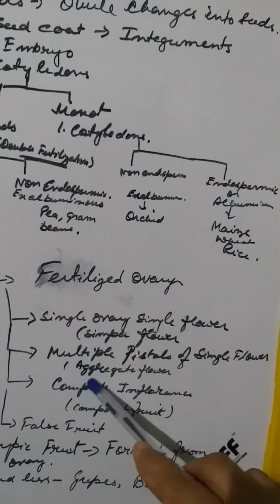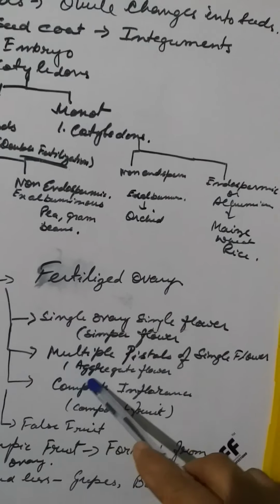And if any other part of the plant develops into a fruit, we call it a false fruit. Example, apple. The edible part of the apple is not the ovary, it is the overgrown thalamus. So that is why it is known as a false fruit. Now the general structure of fruit and the types of fruit are again a part of morphology. We won't be dealing with them in this chapter.